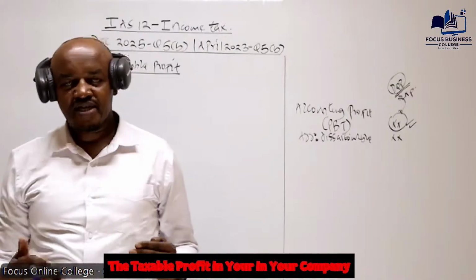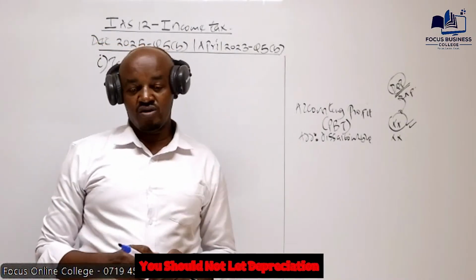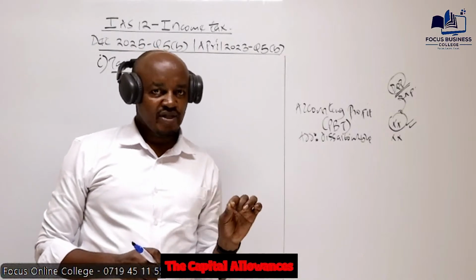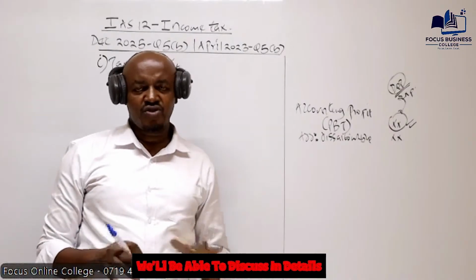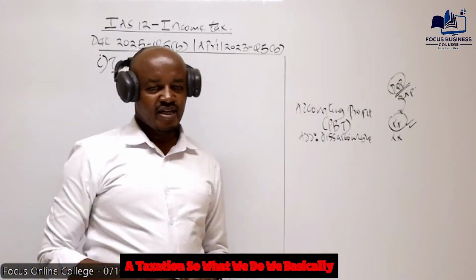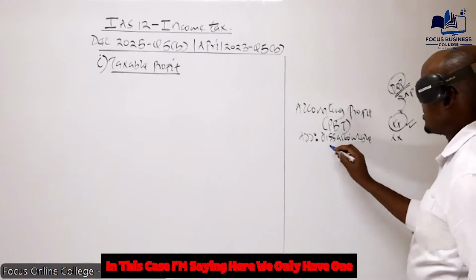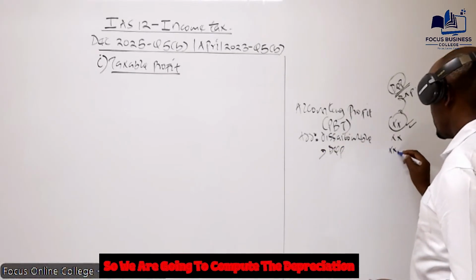Whenever you're computing the taxable profit in your company, you should not let depreciation. Instead, you should compute something called the capital allowances or the investment allowances. All these are details you'll be able to discuss in detail in PFT, or basically taxation. So what we do, we basically add back the disallowable expenses. In this case, we only have one, depreciation. So we are going to compute the depreciation, we add it back.